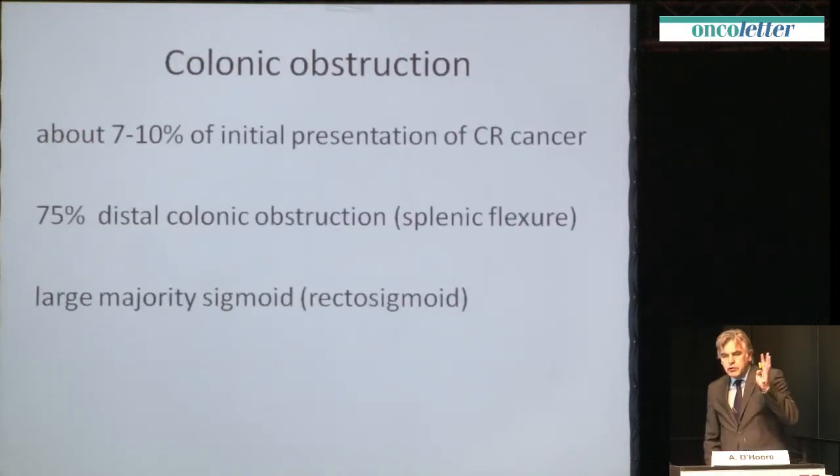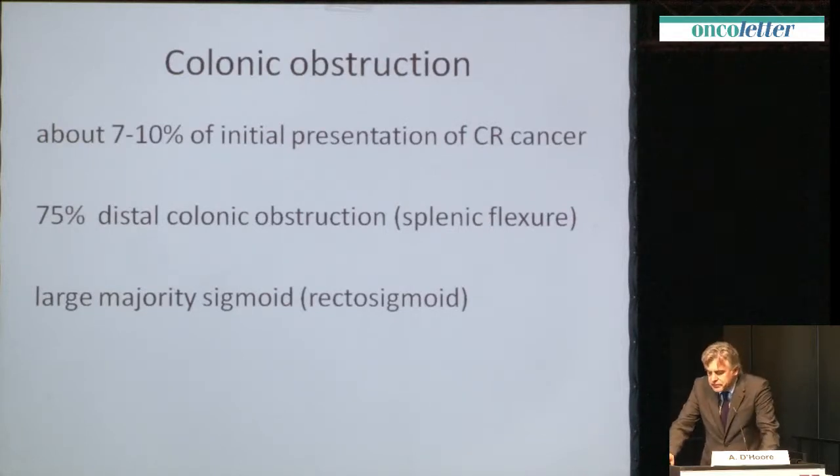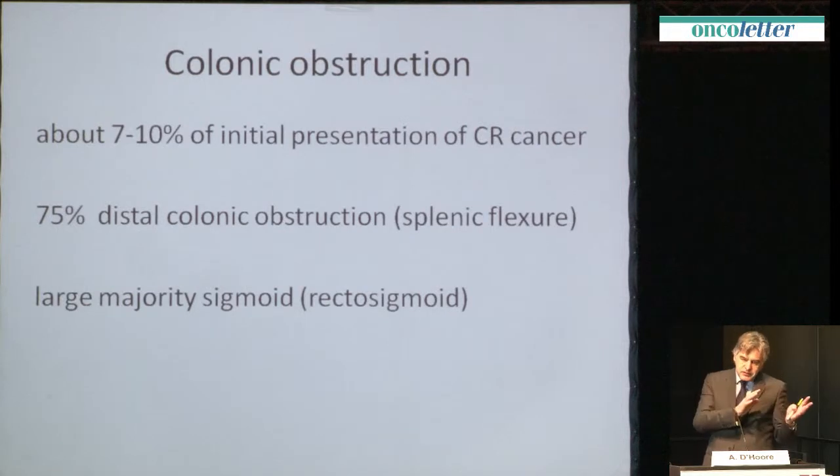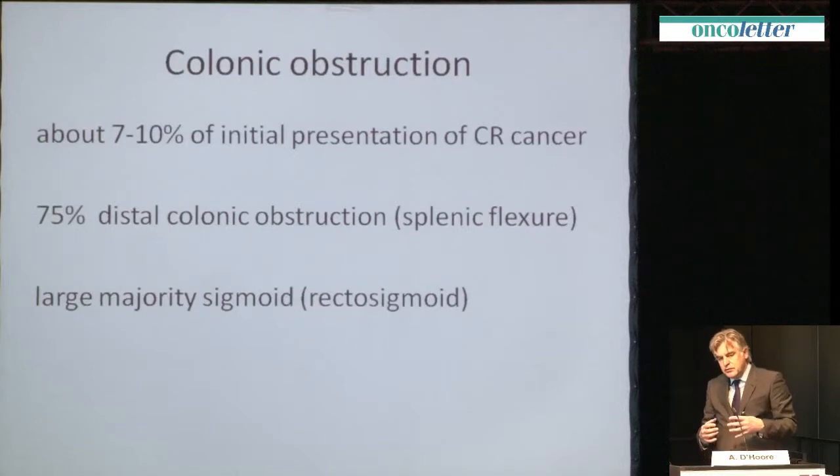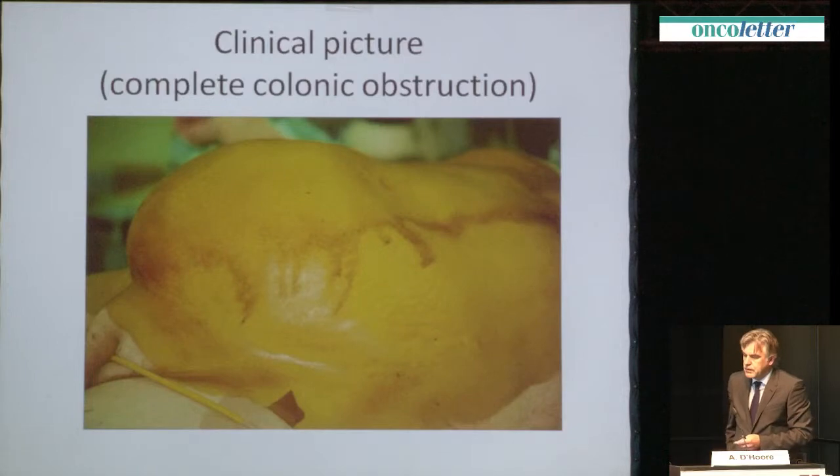If you look at the broader picture, about 7 to 10% of all colorectal cancers will have obstructive disease as an initial presentation. And of those, 75% have a distal colonic obstruction, so distal of the splenic flexure. But the large majority are in the sigmoid or in the rectosigmoid. And so it's only a minority of patients who really present with an obstructive rectal cancer.